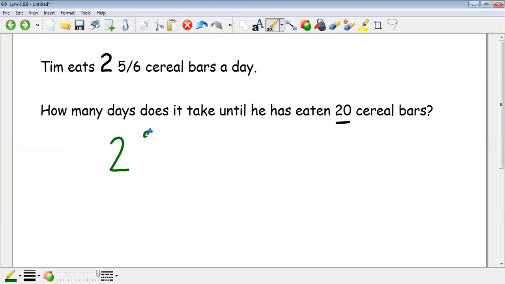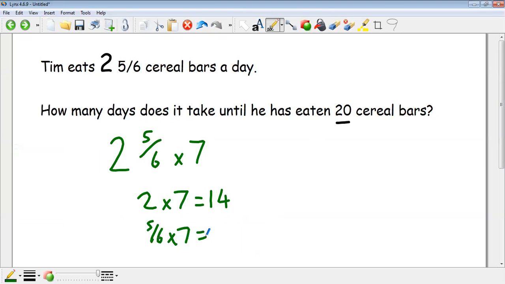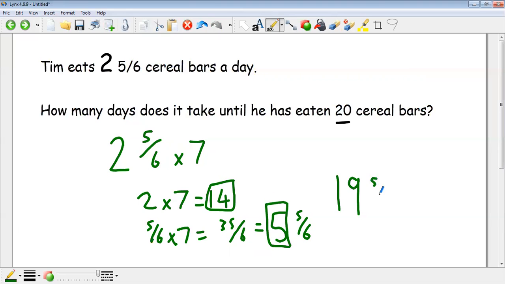Let's try 7. So 2 5/6 times 7. We've got 2 times 7 is 14. And then we've got 5/6 times 7 is 35/6. Oh, that is close. Right. So we can count up in sixes. 6, 12, 18, 24, 30, 36. But we've only got 35. So that's 5 and 5/6 plus the whole numbers together, 19 and 5/6.